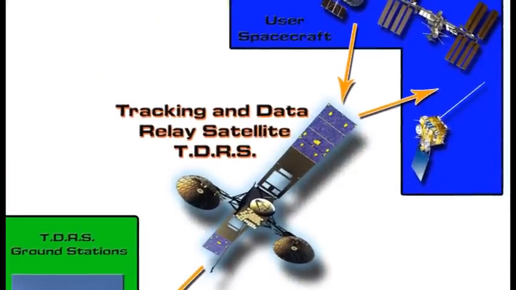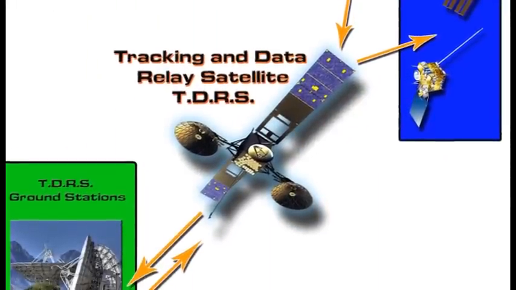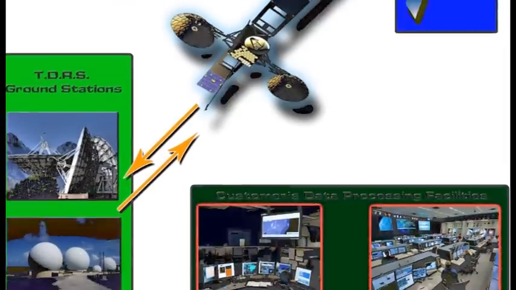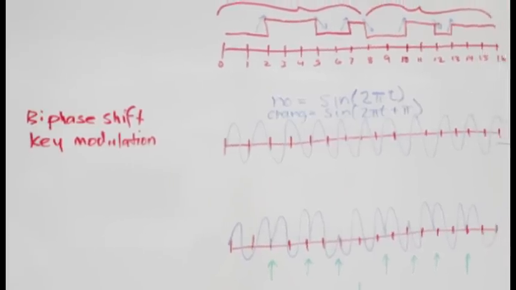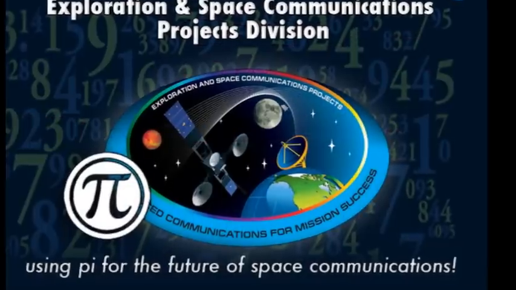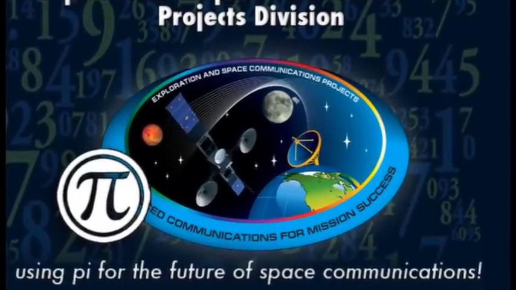And when that information is transmitted through the satellite system to the ground, the receiver will look for those changes and reconstruct our digital data stream. So in summary, you can see how pi is used in biphase shift key modulation. ESC is using pi for the future of space communications.